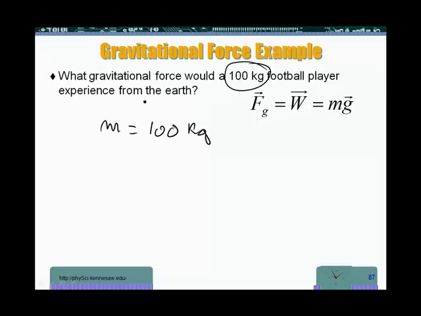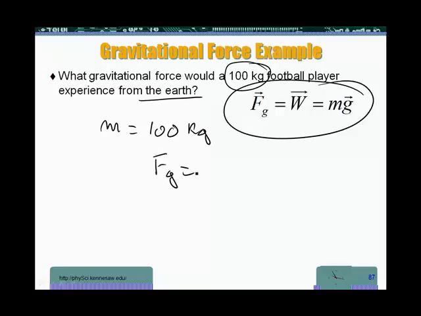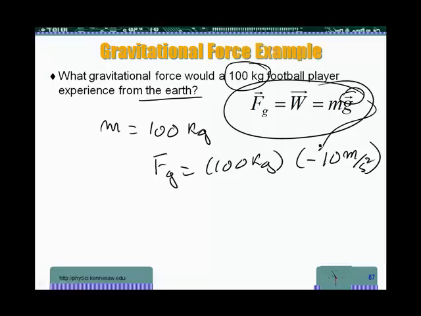And we know we are being asked to find the gravitational force at the surface of the Earth. So that's easy. We just use this. Fg is going to be equal to 100 kilograms times minus 10 meters per second squared. The minus is to represent the direction that we have here. It's in the downward direction, so it should be minus. And Fg comes out to be minus 1,000 newtons. The minus again tells us that F sub g is downwards.